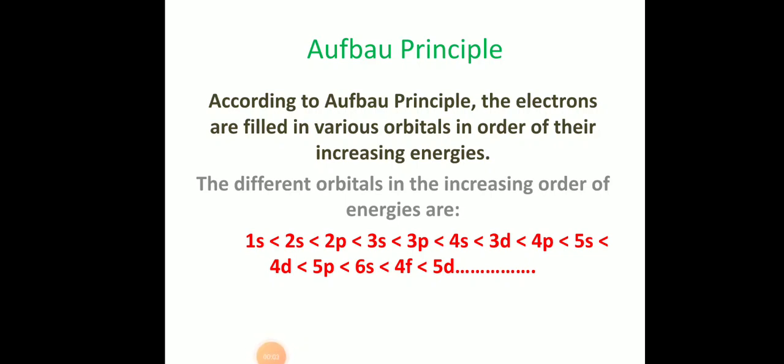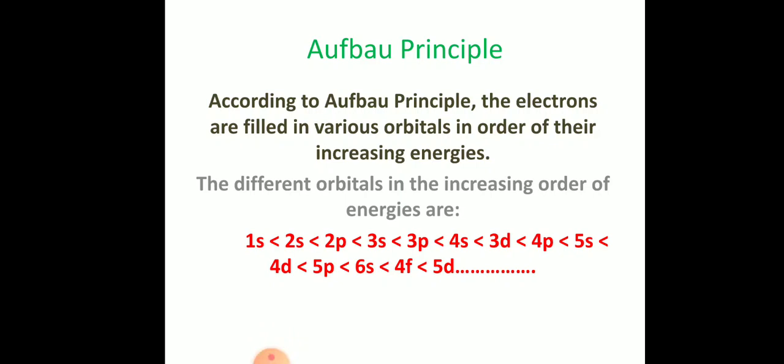Good morning, class. In our last class, we have seen the shape of s, p and d orbitals. After that, we have seen a very important principle, that is Aufbau principle. If you remember how I explained the Aufbau principle in our last class, you'll find how the electrons are filled in various orbitals in order of increasing energies.